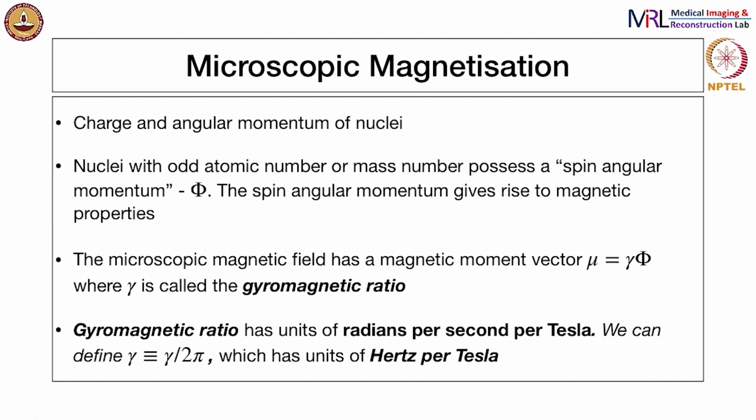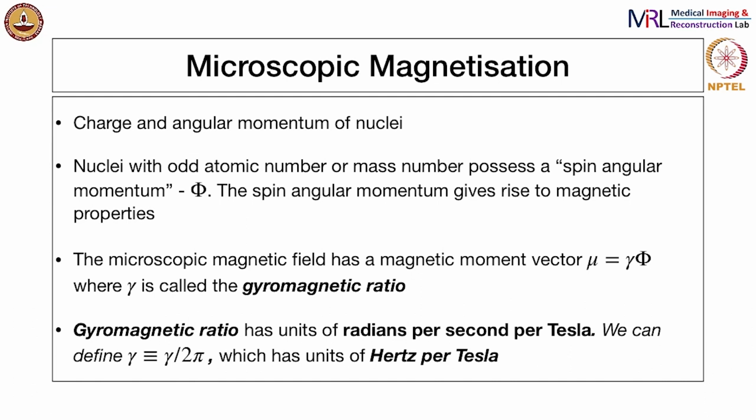Okay, so microscopic magnetization. Every nucleus has both charge and the so-called spin angular momentum. Now the spin angular momentum is an intrinsic property of the nuclei, and it has no counterpart in classical physics, in the sense that the idea of spin originates from quantum mechanics, but we will not go into the details of how it came about. Just understand that in addition to charge, the nuclei also have this spin property.